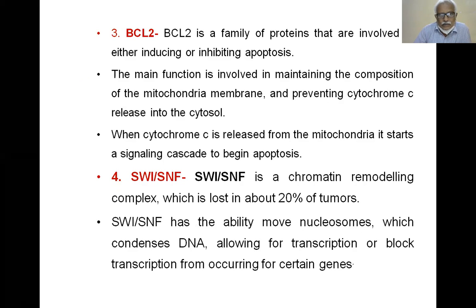So BCL2 is a family of proteins that are involved in either inducing or inhibiting apoptosis on both sides. The main function is maintaining the composition of the mitochondrial membrane and preventing cytochrome C release into the cytosol. The cytochrome C release into the cytosol will also cause damage. When cytochrome C is released from the mitochondria, it starts signaling the cascade to begin apoptosis.